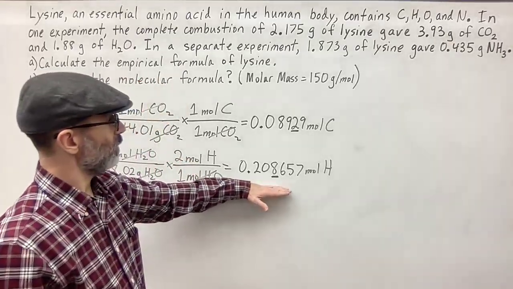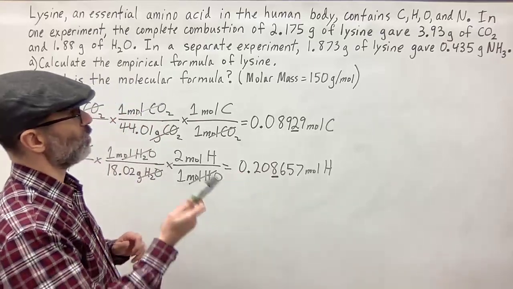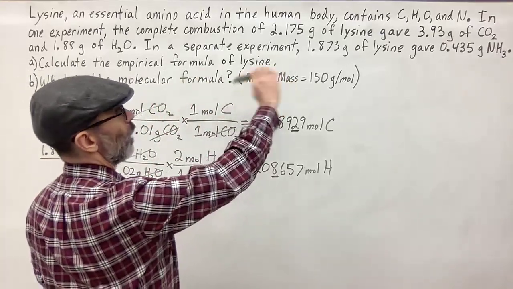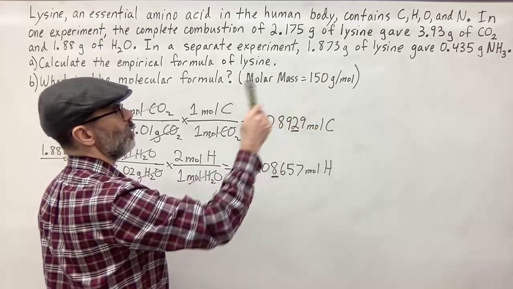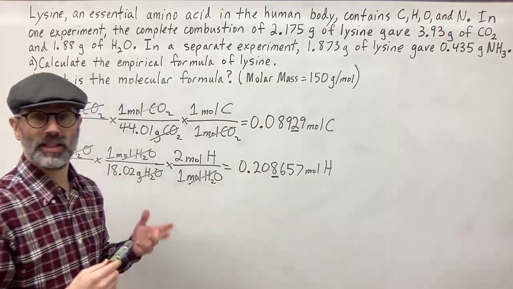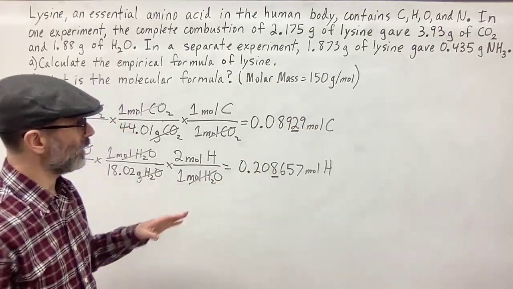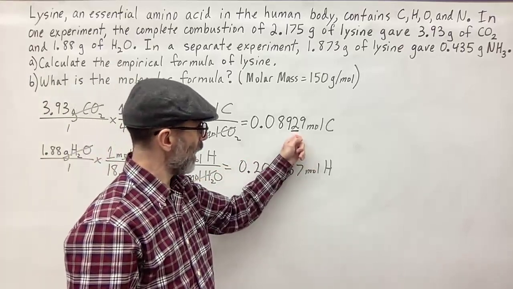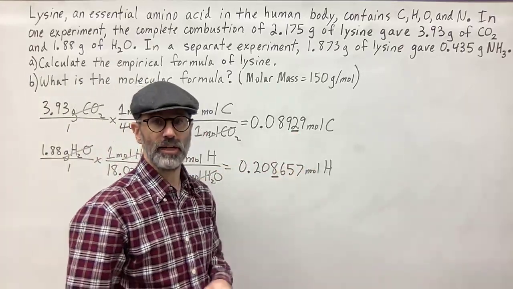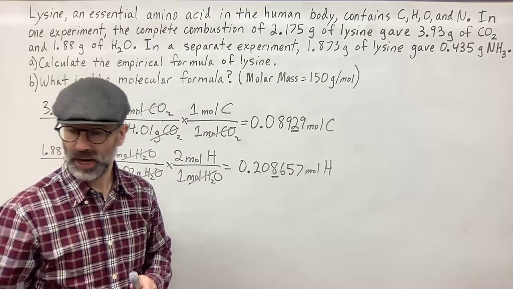But before that, I need to know how much mass is left over for the oxygen and nitrogen. That's going to be important. So I need to convert these to masses of carbon and hydrogen using the molar mass of carbon and hydrogen.